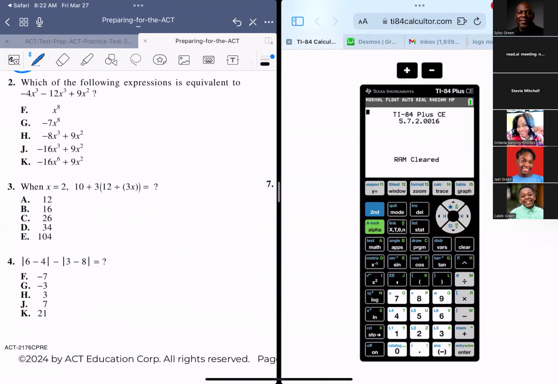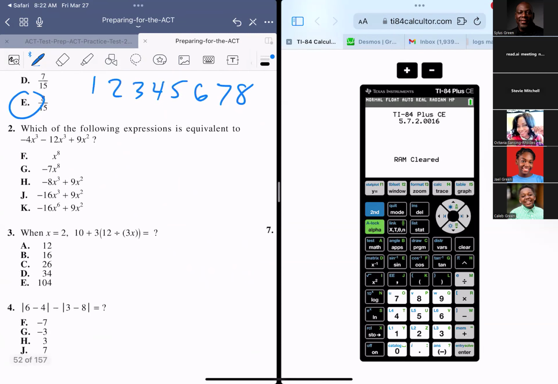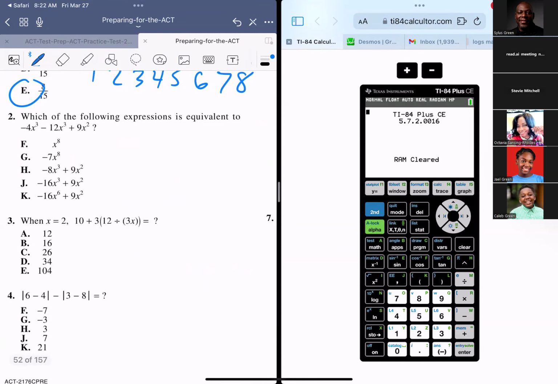Which of the following is equivalent to negative 4x to the third minus 12x to the third plus 9x squared? This one, I also wouldn't use a calculator. This one is combining like terms. So you have 2 x cubed terms, and you have one x squared term. So you have to combine the x cubed terms. So negative 4 minus 12, that's negative 16x cubed. And then you can't combine the x squared term because there's no like terms. So it's just plus 9x squared. And that is J.